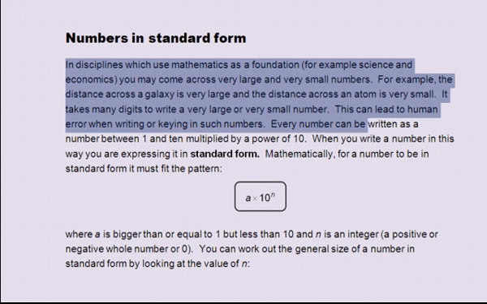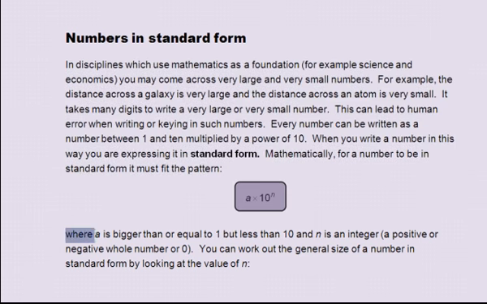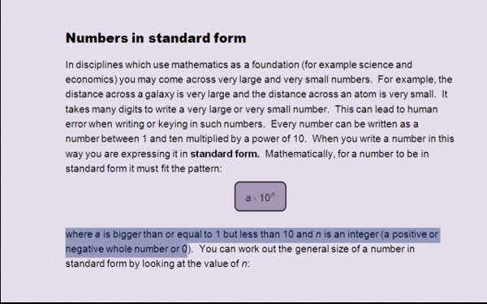Every number can be written as a number between 1 and 10 multiplied by a power of 10. When you write a number in this way, you're expressing it in standard form. Mathematically, for a number to be in standard form, it must fit the pattern a multiplied by 10 to the power n, where a is bigger than or equal to 1 but less than 10, and n is an integer, a positive or negative whole number or 0.